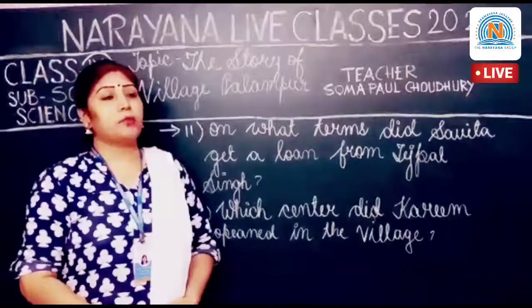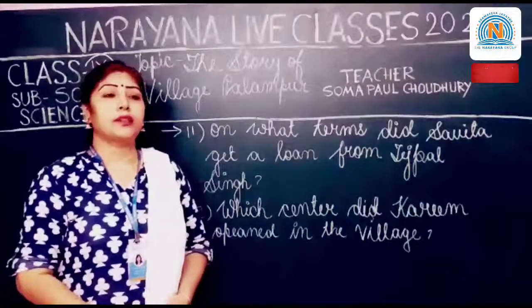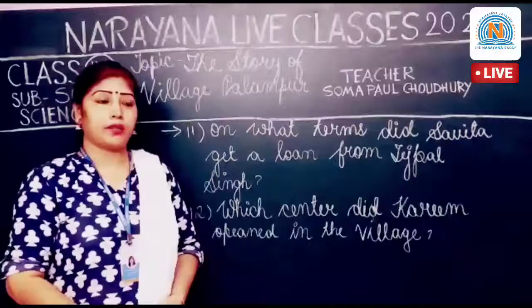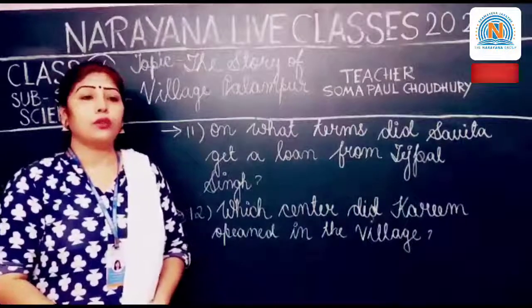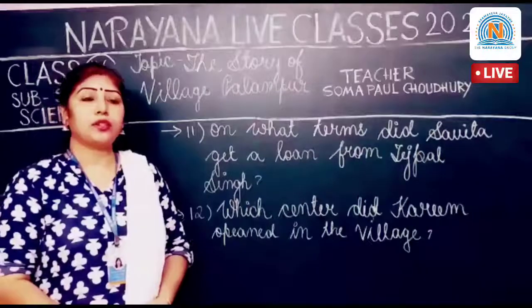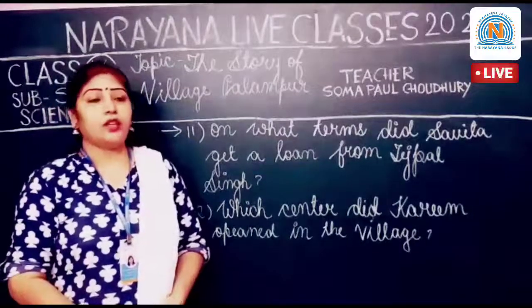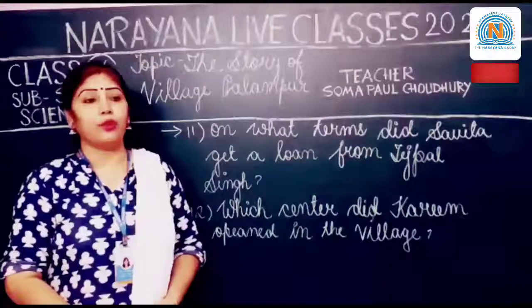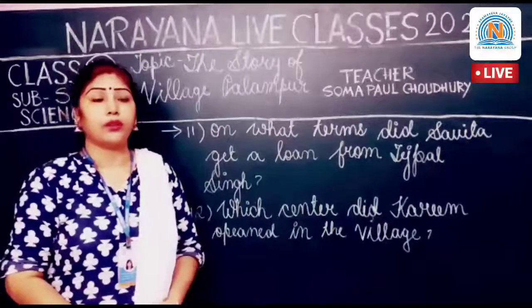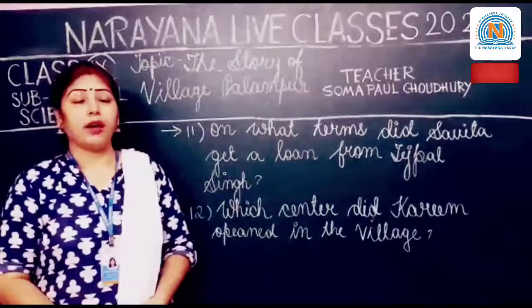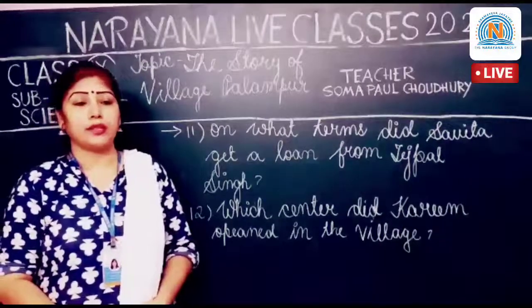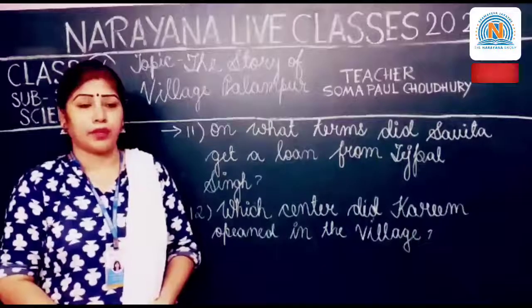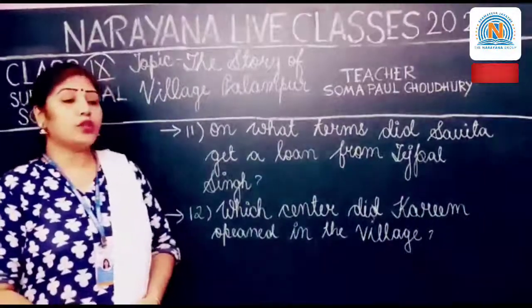Moving on to question number eleven. On what terms did Savita get a loan from Tejpal Singh? Savita took a loan of Rs. 3000 at an interest rate of 24%. She would have to repay the loan in 4 months. She also has to work on Tejpal's field as a farm laborer during the harvesting season at Rs. 100 per day.